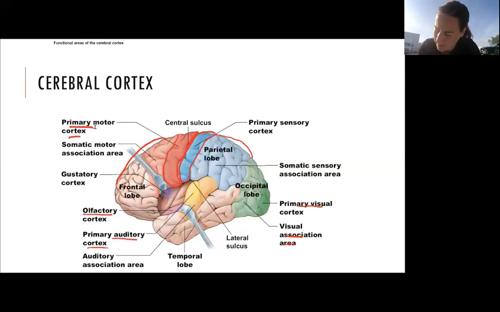What about auditory? Your primary auditory cortex is going to have an associated area. So the sounds that you're listening to, and then what are you listening to? What does that sound mean to you?